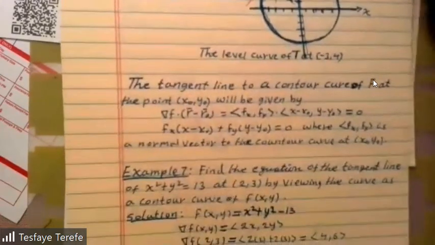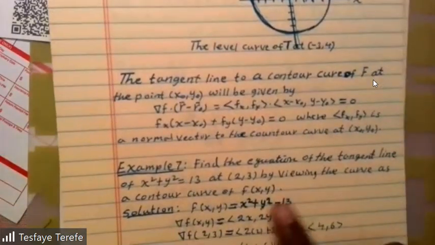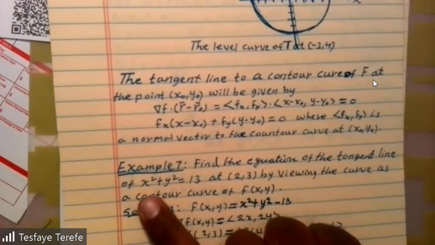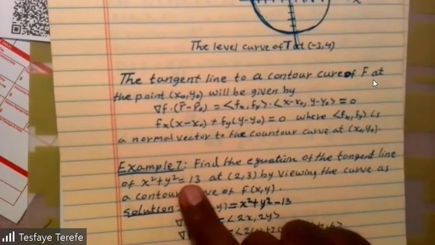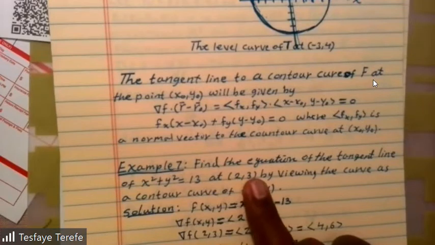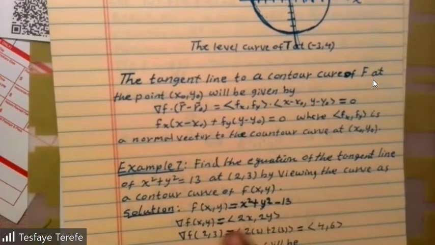So now an example: find the equation of the tangent line of x squared plus y squared is equal to 13 at the point 2, 3 by viewing the curve as a contour curve of f of x, y. Okay, try this one and we'll work it together.